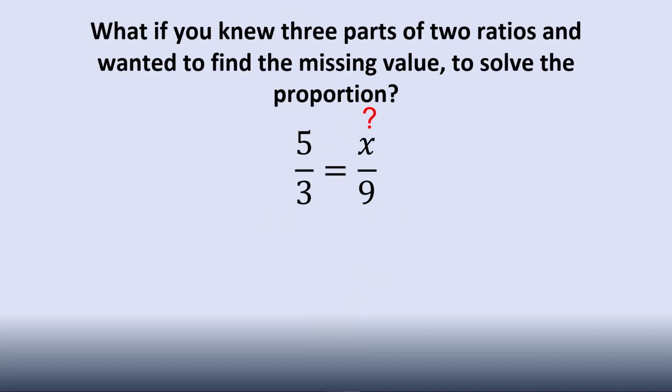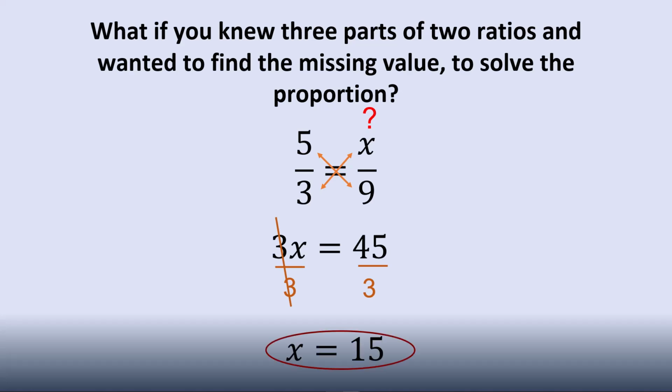What if you knew three parts of two ratios and wanted to find the missing part, the missing value, to solve the proportion? We simply cross-multiply as we did in the test and make an equation. So 3 times x makes 3x, 5 times 9 makes 45, and then we solve this equation by dividing both sides by 3, x equals 15. This is how to solve a proportion.